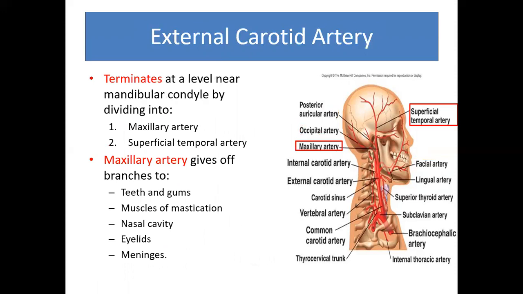The external carotid artery will terminate at the level of the mandibular condyle, and then it will give another 2 branches, the terminal branches, which are the maxillary artery and the superficial temporal artery. So altogether, we have 8 branches that arise from the external carotid artery, including the 2 terminal branches.